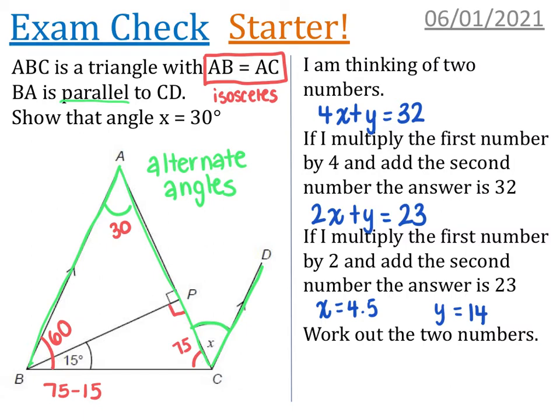And for the second question, I'm thinking of two numbers. If I multiply the first number by 4 and add the second number, the answer is 32. You can write that as an equation. You don't have to use x and y. You can use a and b or any other letters. If I multiply the first number by 2 and add the second number, the answer is 23. That looks like 2x plus y is 23. And then you just go ahead and solve the simultaneous equations. So the first number is 4.5 and the second number is 14.